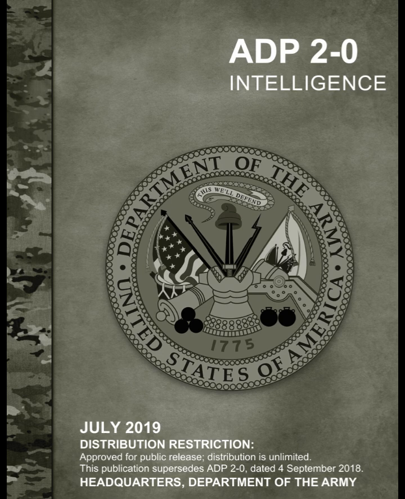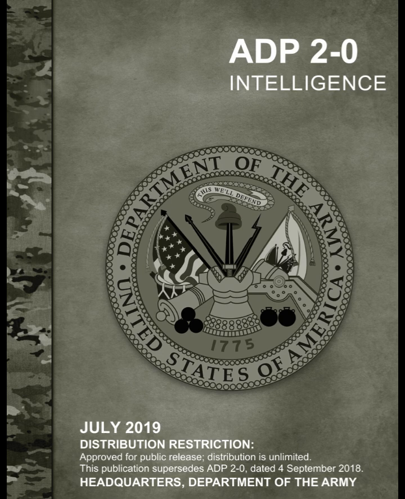What's fascinating about ADP 2.0 is its emphasis on how intelligence has evolved in modern warfare. The document underscores the transition to multi-domain operations, or MDO, and how this impacts our entire approach to intelligence. That's a great point. It definitely sets the stage for understanding the complexities of the modern battle space. What are some of the key takeaways from the document regarding MDO?